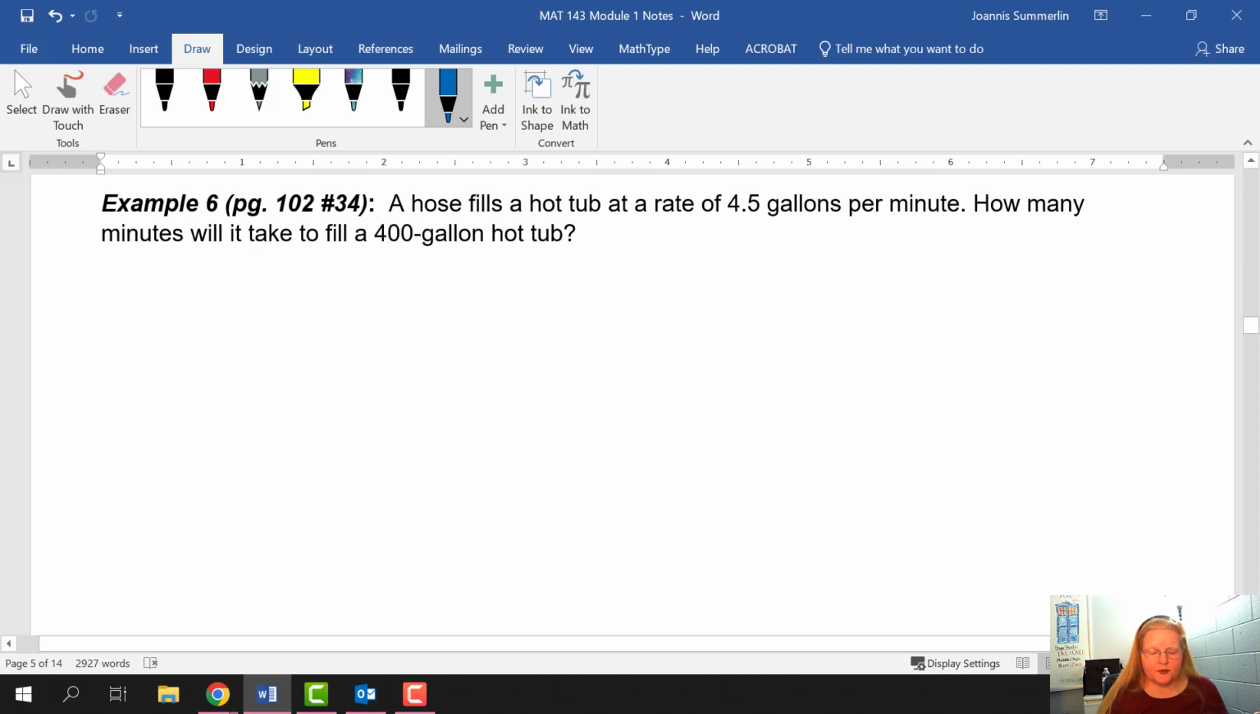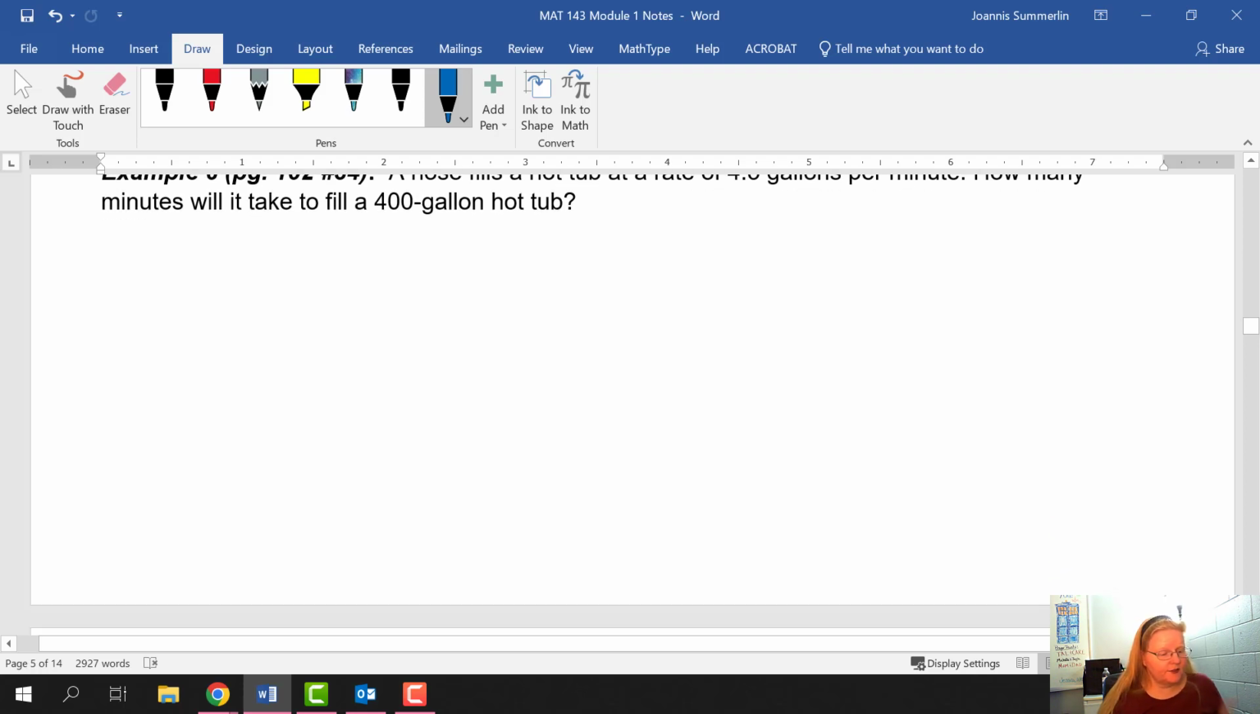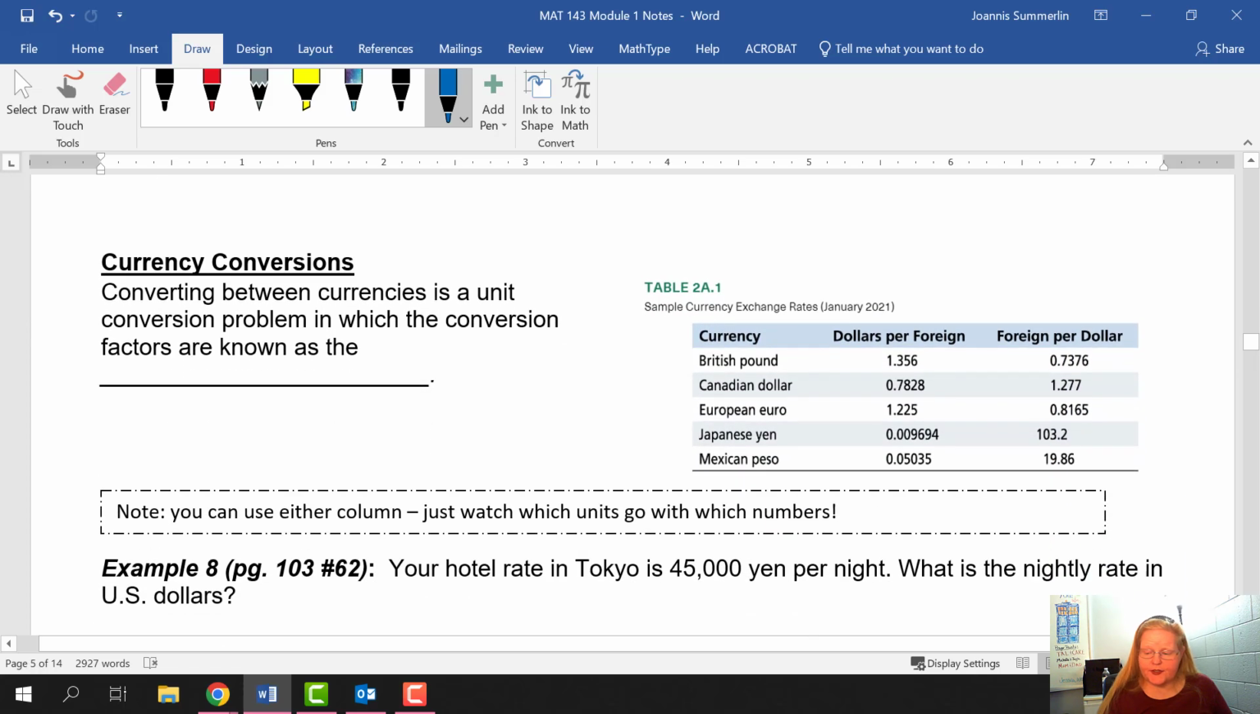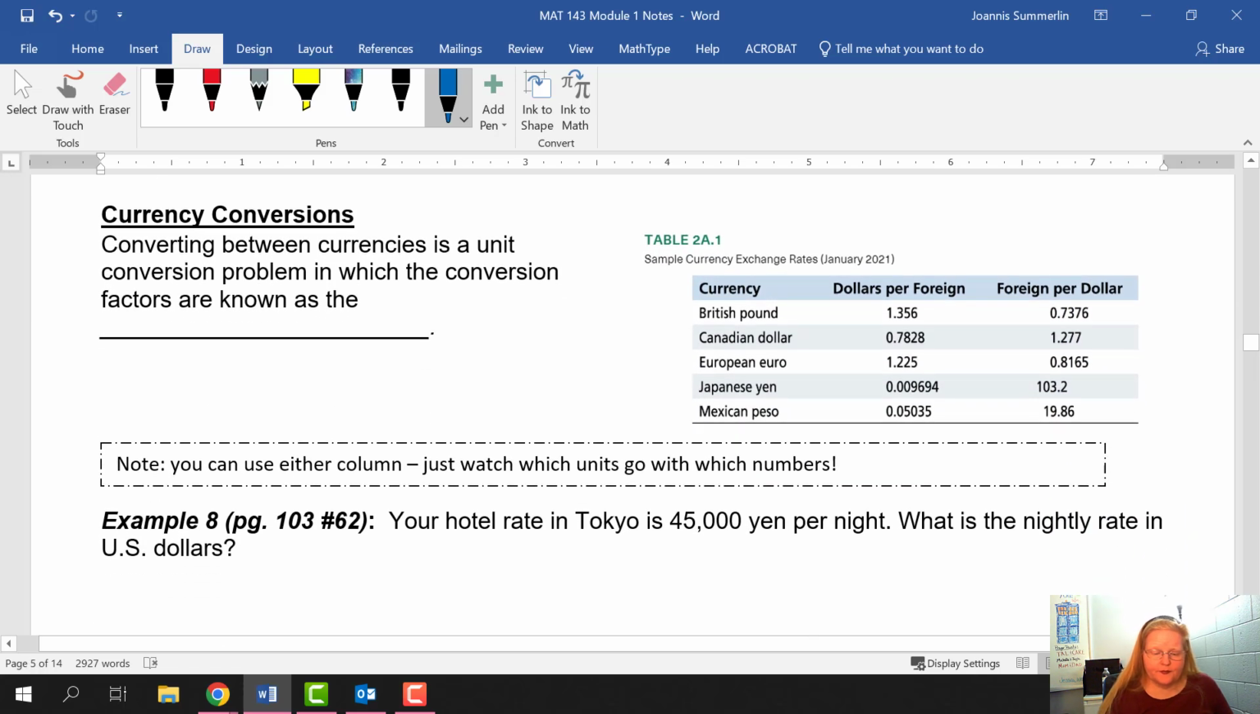I'm going to skip example 6 and example 7. I'll tell you why in a second. And I'm going to go to currency conversions and talk about exchange rates. When you're dealing with exchange rates, you're going to see charts like this a lot.